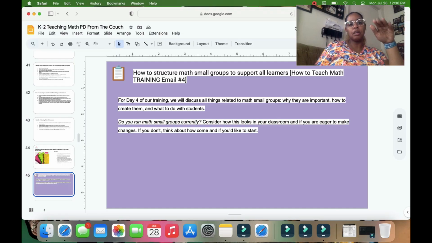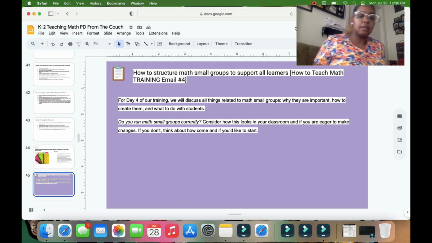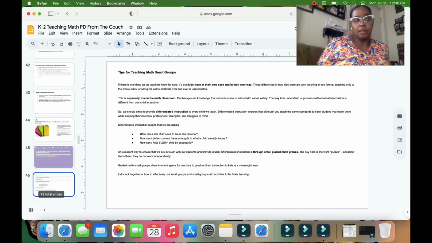So number 4 email is still working on how to structure the math program, the math small group to support all learners. In day 4, we're discussing the things related to small groups: why they're important, how to create them, and what to do with students. Do you run your math groups currently? Do they run smoothly? Just consider how this looks in your classroom, if you're eager to make any changes. If you don't, think about it, and you can always come back to it.